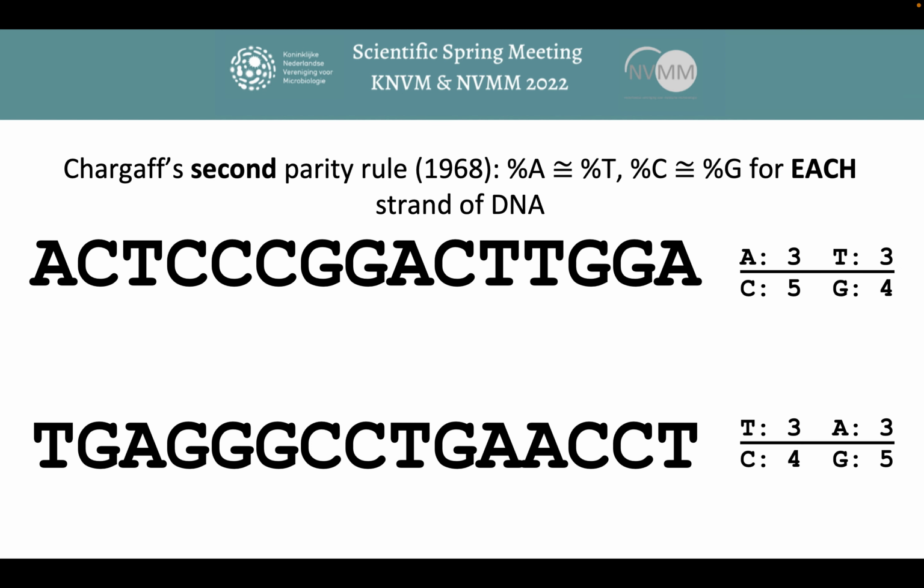Much more interesting is that in 1968, Erwin Chargaff discovered that there is a parity rule for each strand as well. So if you take one strand of DNA, you will find equal amounts of C's and G's in there, more or less, and equal amounts of A and T. And this is far less widely known, partially because we don't know why this happens. But it does very manifestly happen.